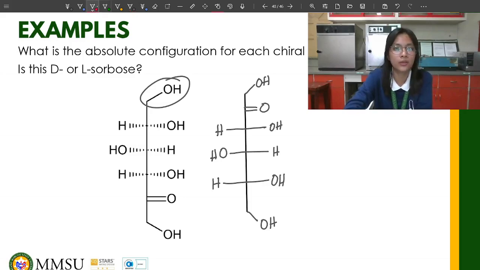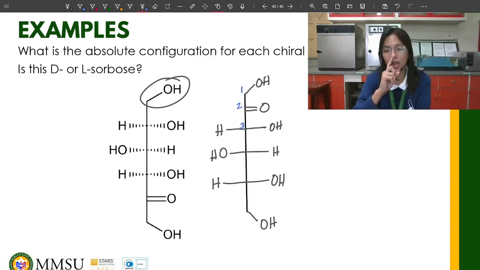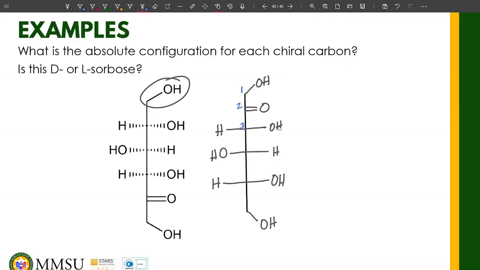Then, we try to determine the configuration for each chiral carbon. So, let's number them: 1, 2, 3, because we start at the end nearer the carbonyl group, then 4, 5, and 6. So, our chiral carbons are carbons 3, 4, and 5. Carbon 3, we can see, is on the right. When it's on the right, that is the D configuration. And then C4, left. Then C5, that is the D configuration.